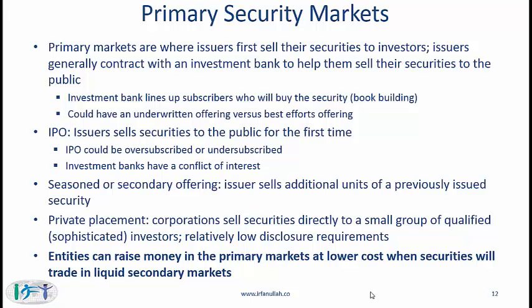Seasoned or secondary offering, here the issuer sells additional units of a previously issued security. A company might have an IPO, which is the first time that it is issuing shares to the public. After that, if the company issues shares again, then that's called a seasoned or secondary offering.